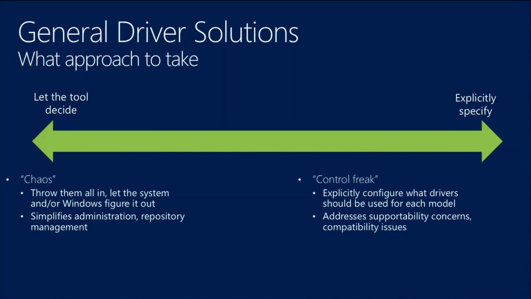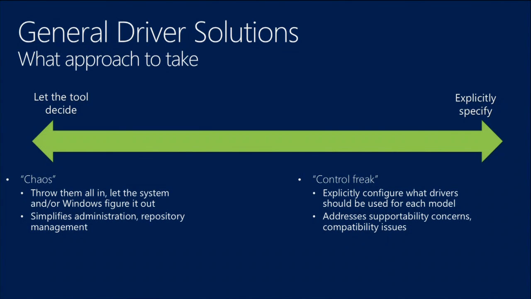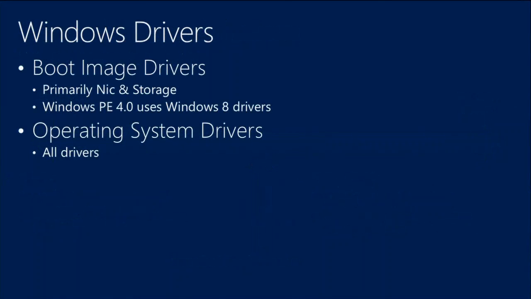I would start to add filters or selection profiles or categories in Config Manager to make sure that I at least limit somewhat. But the total control freak approach is to actually have a list of drivers for each model. So it's basically up to you to find where you want to be on this scale, from total chaos to total control. Now, I talked about boot images before.